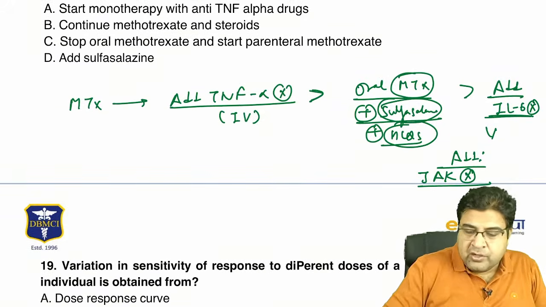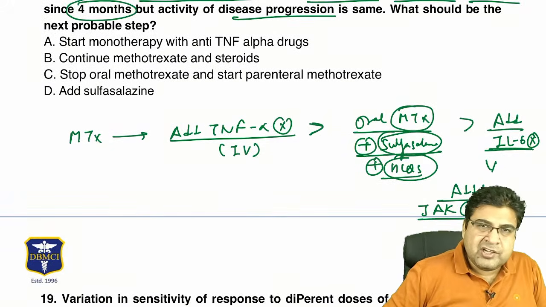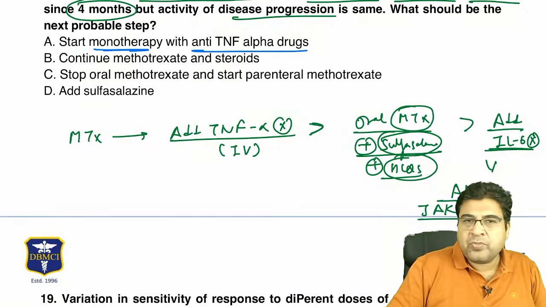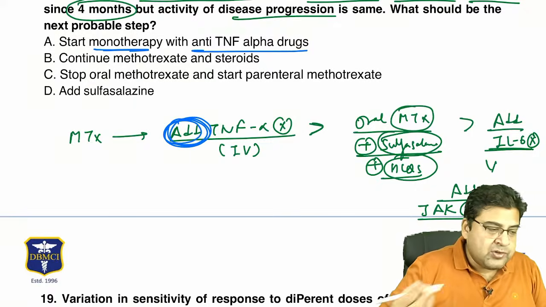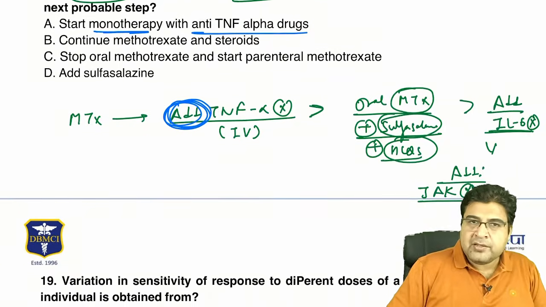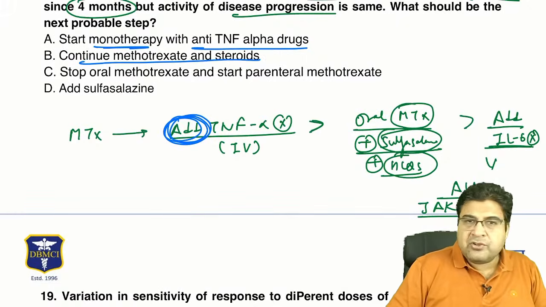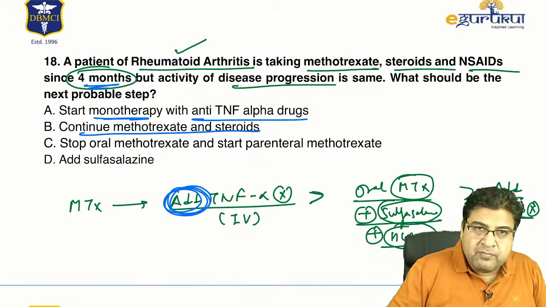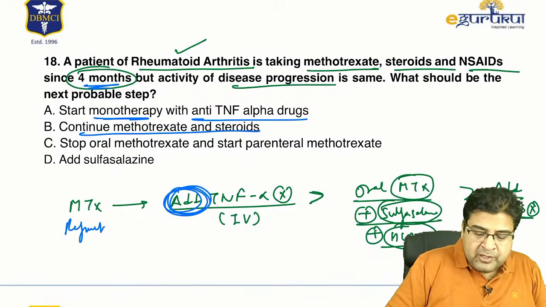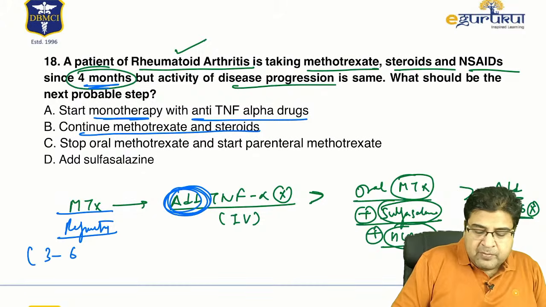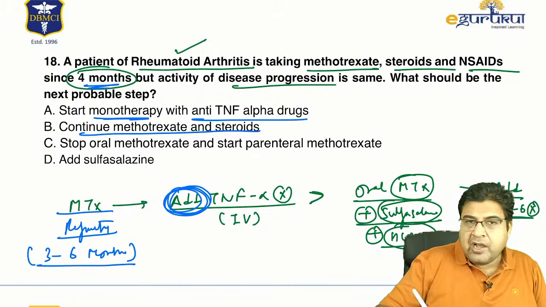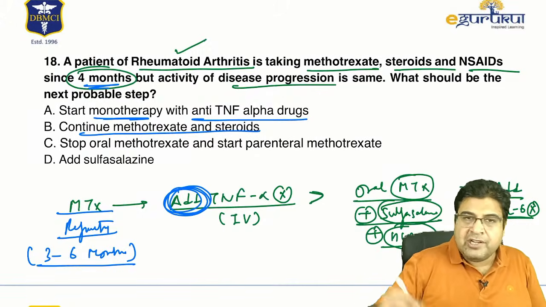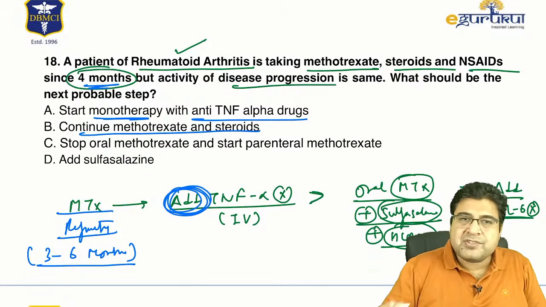So here guys, none of the statements satisfy this. You can see here, they are saying start monotherapy with anti-TNF blocker. No, we always add. We don't start the monotherapy. Now they are saying continue the methotrexate and steroid. No, there is no rationale because the treatment has already failed. What is the definition of methotrexate refractory patient? Methotrexate refractory, the definition is when the patient is not responding to the treatment after 3 to 6 months. So the criteria of 3 months has already been passed. No rationale of continuing with the methotrexate and steroid only. We have to do something.